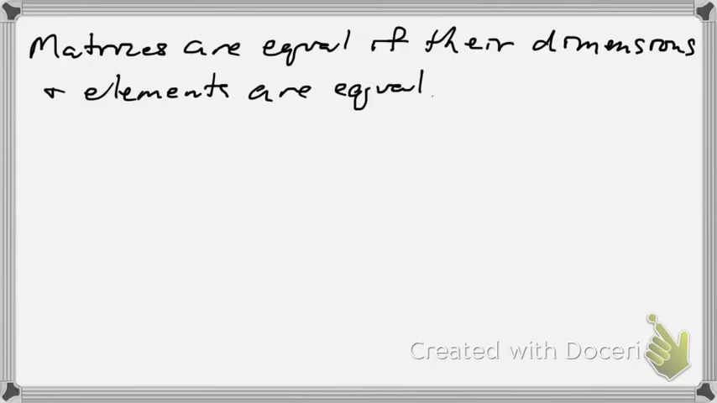Okay? So you get what a matrix is. Matrices are equal if their dimensions and their elements are equal. That is a very simple statement, basically saying two things are the same if all their parts are the same. Okay? Same is true with matrices. Matrices is the plural for matrix.